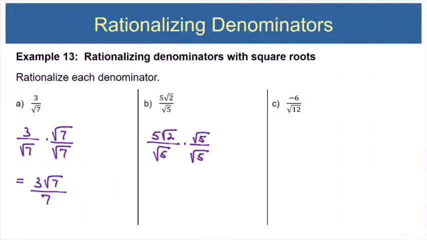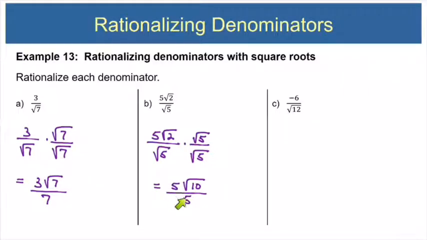Okay, now in the top we're going to have 5 times the square root of 2 times the square root of 5. We'll use our product rule for radicals on the square root of 2 times square root of 5 here, and that's going to be square root of 10. So the top is going to end up being 5 times the square root of 10. In the denominator, we have square root of 5 times square root of 5, so that's going to be just 5. Now notice that this one can be reduced.